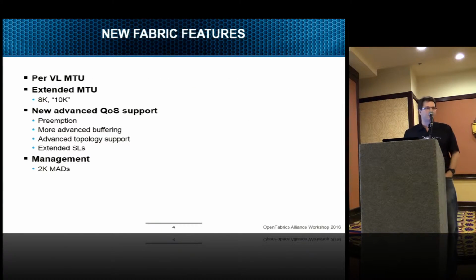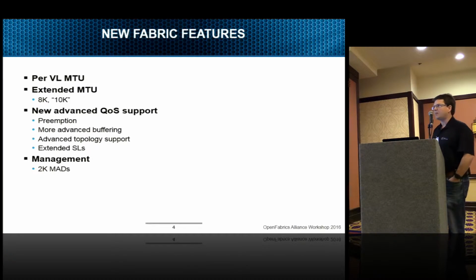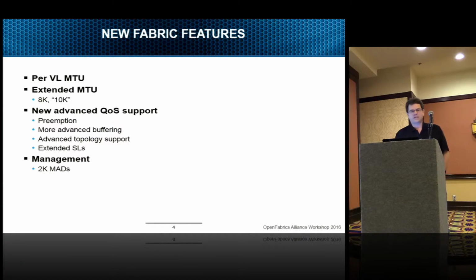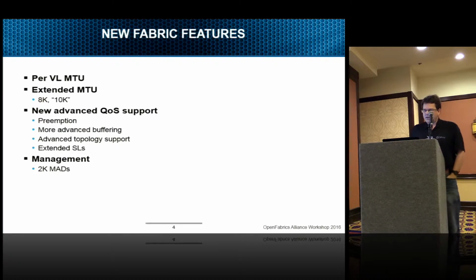So some of the new Fabric features we introduced with Omni-Path Architecture are a per VL MTU, extended MTUs, some new advanced QoS support like preemption, advanced buffering for the VLs, advanced topology support and an extended set of SLs, and extensions to management layer doing 2K MADs, which extends the scalability of our management.